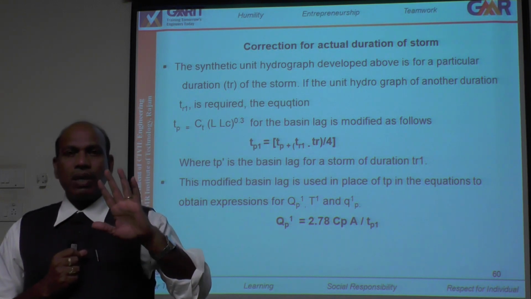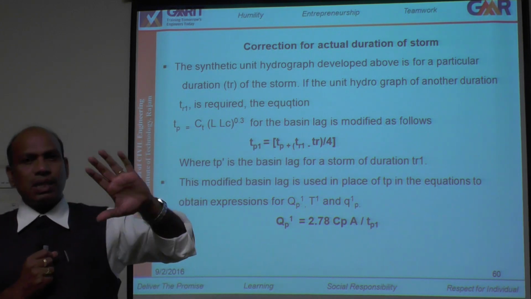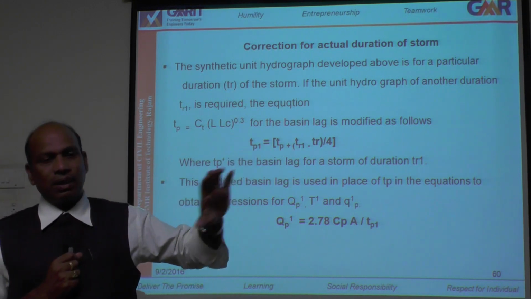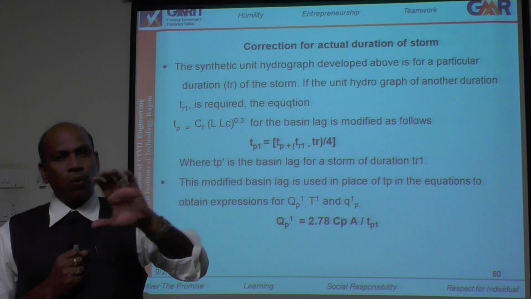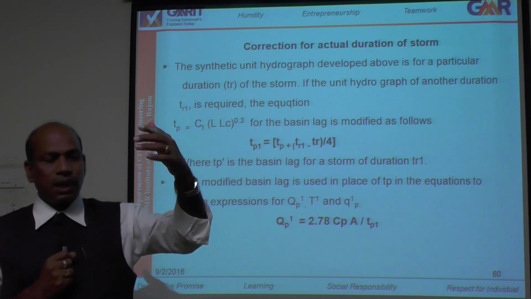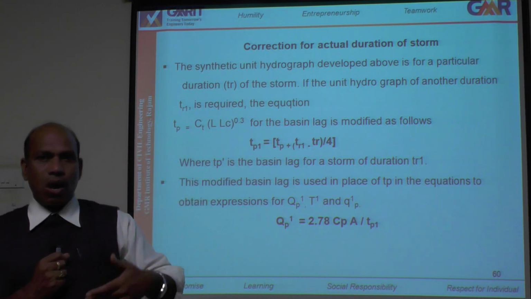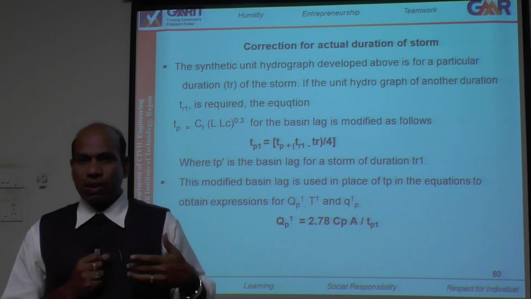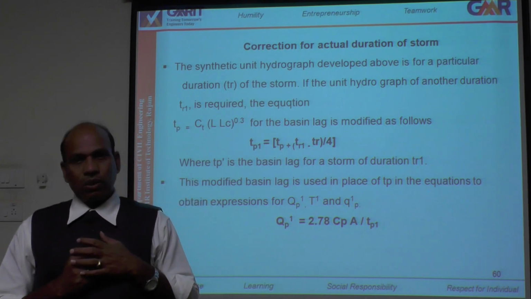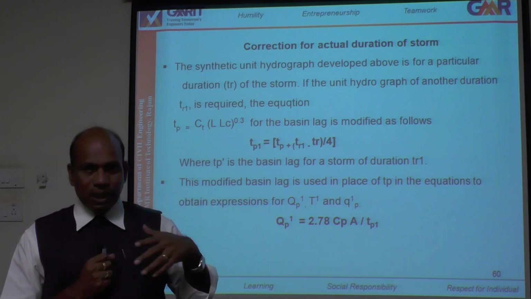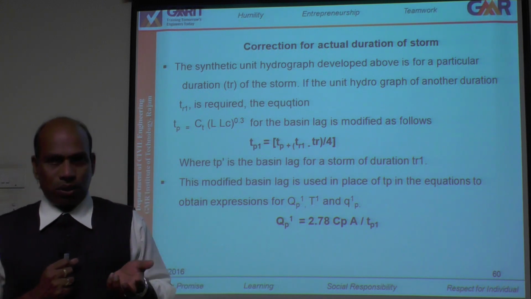They have given some values. This is the catchment length. This is the center to outlet length. These are the characteristics of the soil. Cp is equal to some value, Ct is equal to some value. So based on that, we are going to construct the 3 hours unit hydrograph.